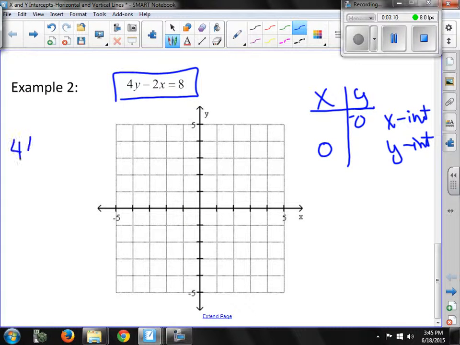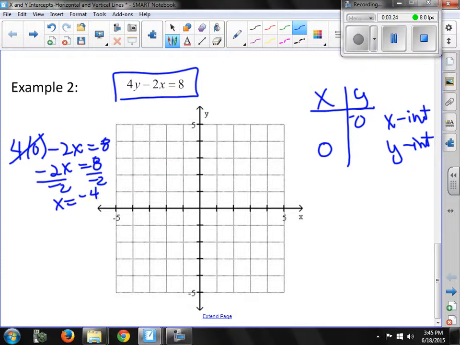So 4 times 0 minus 2x equals 8. That's 0, so negative 2x equals 8. Divide by negative 2. So x is negative 4. My x-intercept is (-4, 0). Okay, let's go ahead and plot the point. X is negative 4, y is 0. There's my x-intercept.